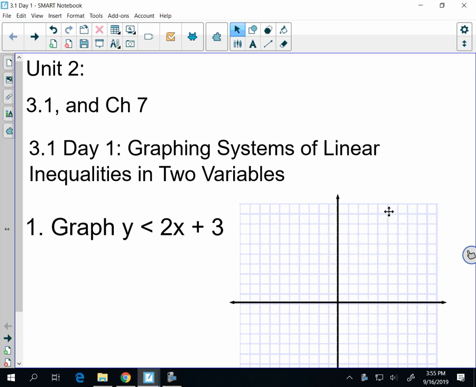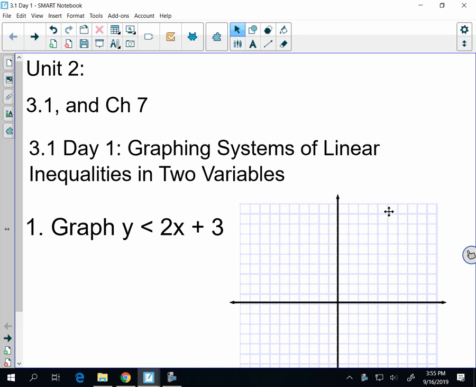Okay, guys. Starting Unit 2, we're going to do all of Chapter 7, and we're doing one other section, which is 3.1. And just like in the last chapter, we're going to come back to 3.1 a couple times. But we're going to spend a couple days on it now, and hopefully it'll be a nice way to start this unit. And so 3.1 is about graphing systems of linear inequalities.